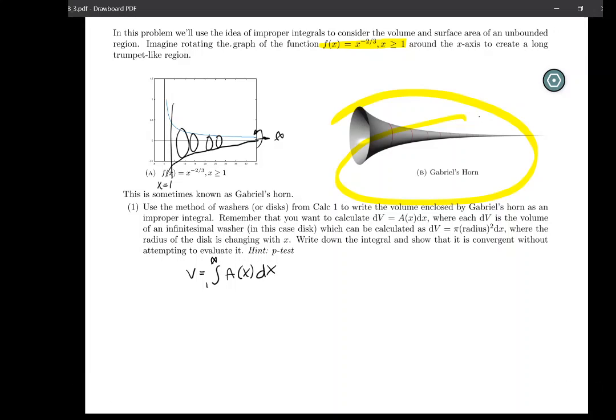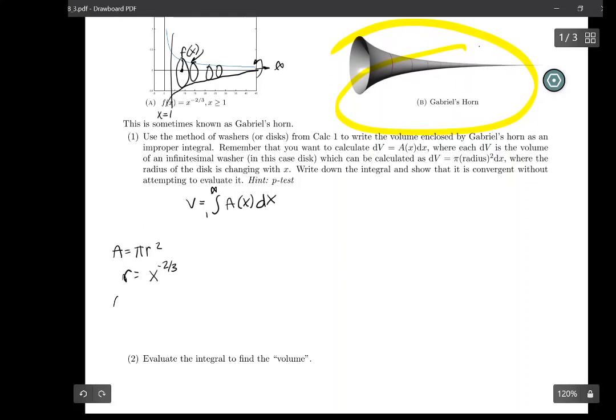So the area of each one of these little shapes is a line, and we rotate it around and we get a circle. So we say the area of a circle is pi r squared, where the radius of each circle, we start at the x-axis and we go up until we hit the function f of x. So the radius is x to the negative 2/3. That's what our function is. So then our area is pi x to the negative 2/3 squared, which is pi x to the negative 4/3. So that's what we put in our integral up here.